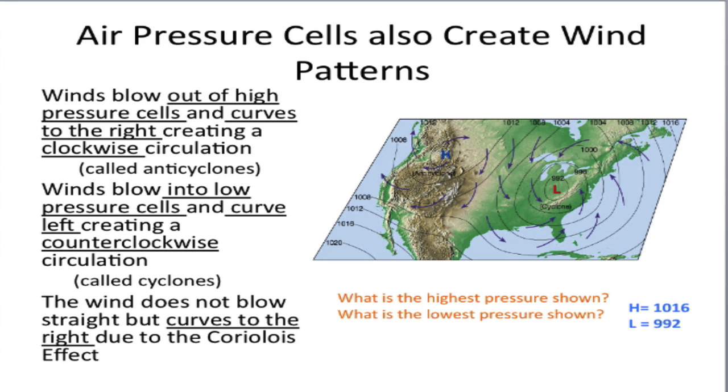However, if you notice, the wind is not traveling in straight lines. This phenomenon is due to the Coriolis effect. You will also notice that the wind circulates in a clockwise motion around high pressure cells and counterclockwise around low pressure cells.